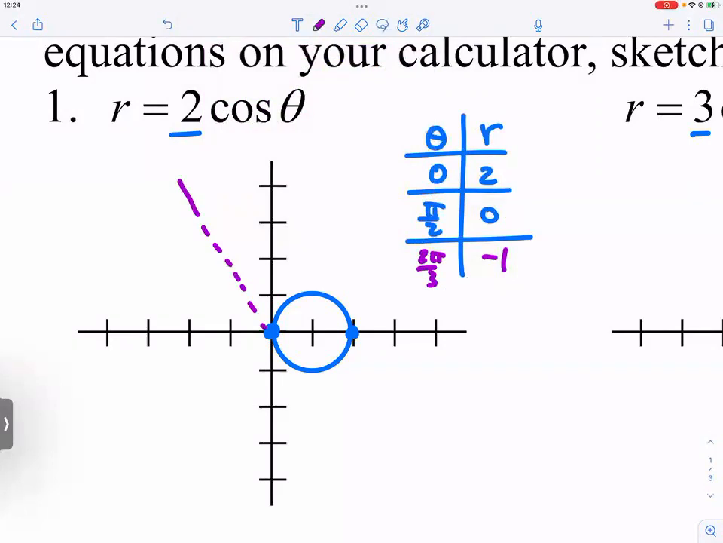Like if you have a positive value, then you put a point right here. But we don't. We have a negative 1 value. So it's actually somewhere right here. So that's the reason why we are graphing stuff in quadrant 4, because when the angle is in quadrant 2, it's a negative r.